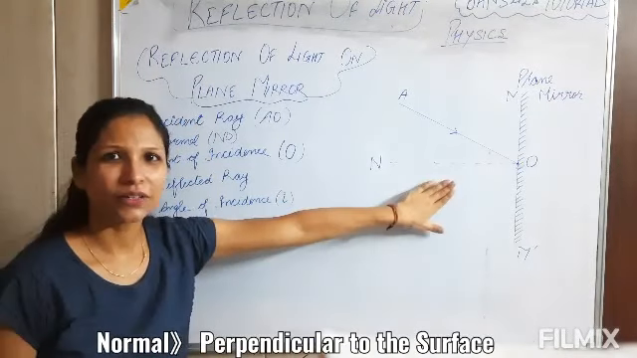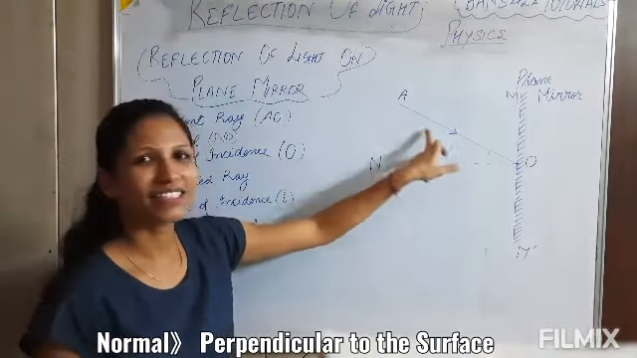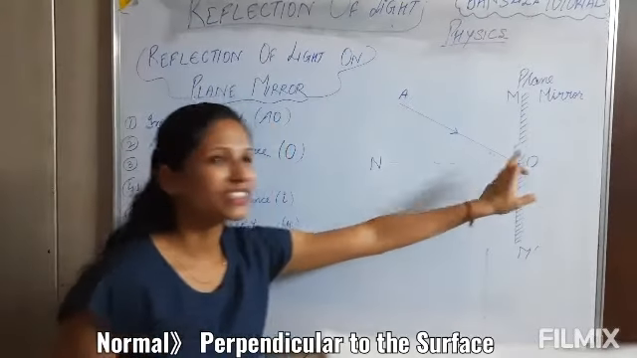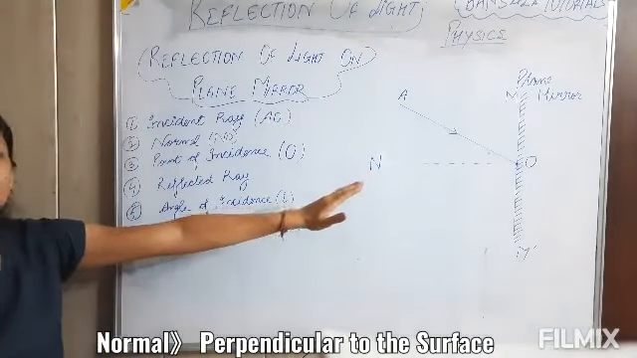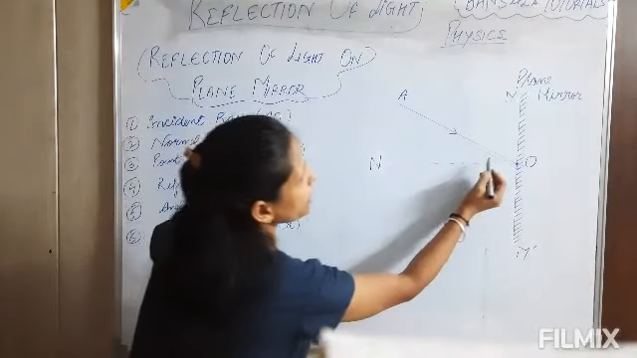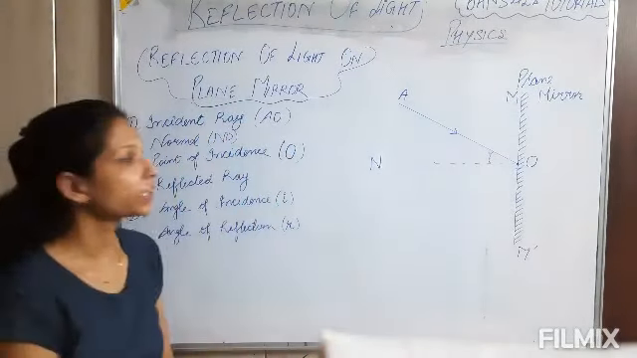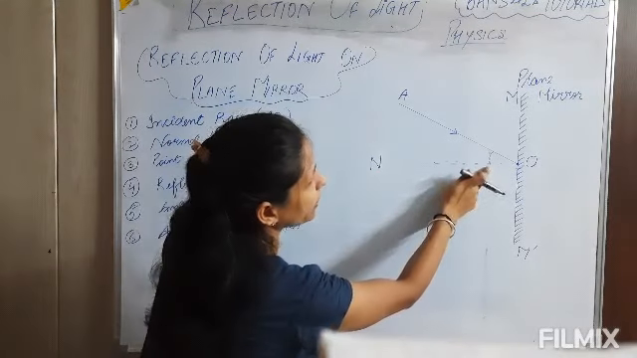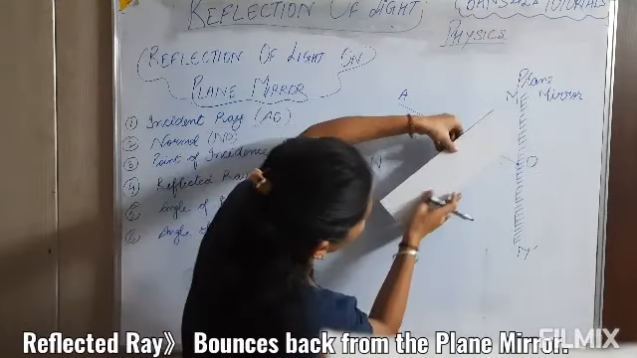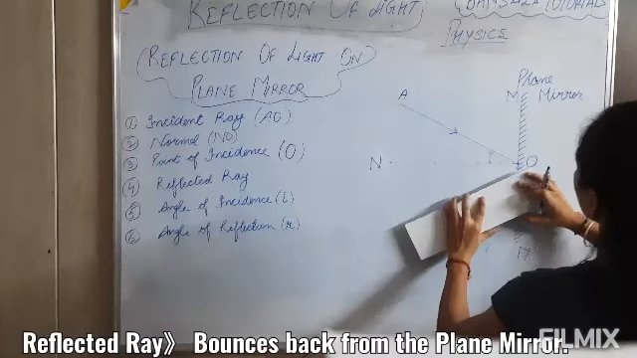So don't ignore it. We have done the incident ray and the point of incidence, and we have drawn a normal. Now this AO is making some angle with NO, right? Taking that same angle, we will draw another ray of light from O.